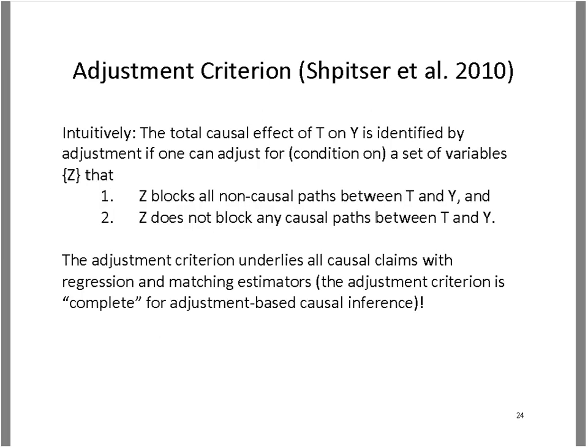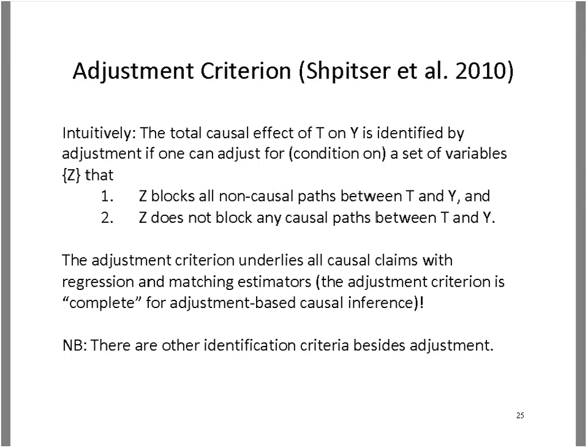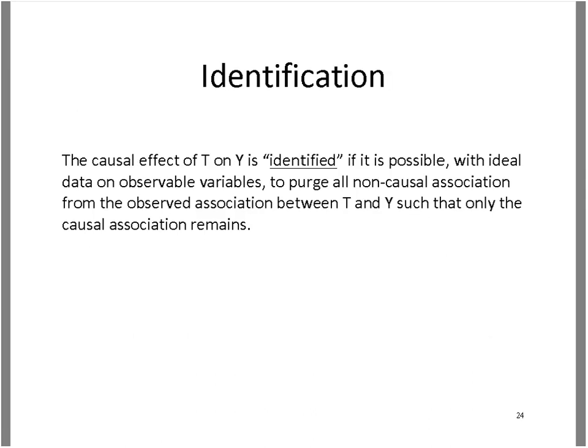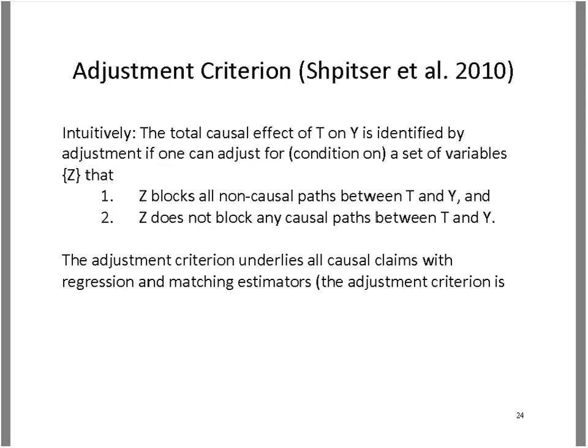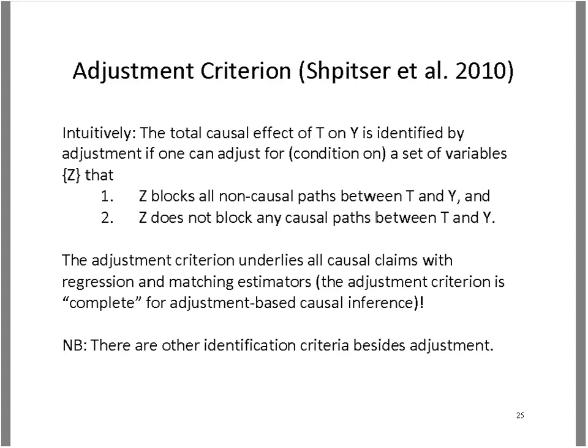There are many ways to use DAGs for identification analysis, and arguably the most important one in practice is the so-called adjustment criterion that was proved by Ilya Shpitser and colleagues in 2010. Remember, identification on the previous slide here means that we can get rid of all the spurious association so that we're left with only the causal association. So in a DAG, this means that the total causal effect of treatment on outcome is identified by adjustment if you can condition on a set of variables that block all non-causal paths between treatment and outcome and do not block any of the causal paths between treatment and outcome.